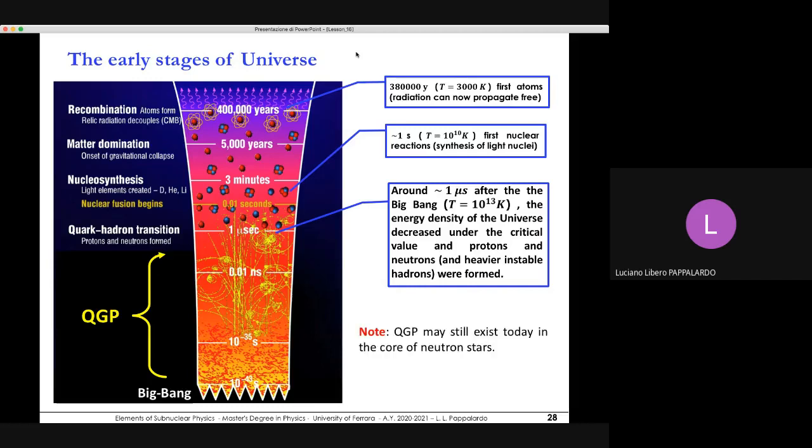Now, the quark-gluon plasma is still thought to exist today in the core of neutron stars. I guess all of you know what a neutron star is. It is the remnant of a supernova explosion with extremely high density. It is essentially made of neutrons, and in the core of some of these stars, it is expected that the quark-gluon plasma may still exist.